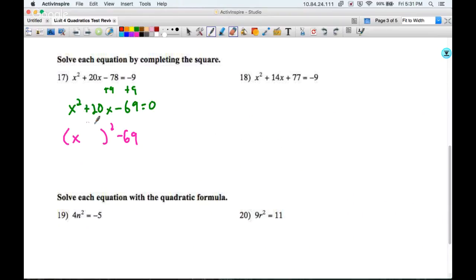Just to set this up, we always write it, the parentheses, x, big blank, parentheses squared, and we always keep the c value. All right, so you're telling me this value here is half my b value, good. And what else do I have to do? You have to subtract the 100. Yep.